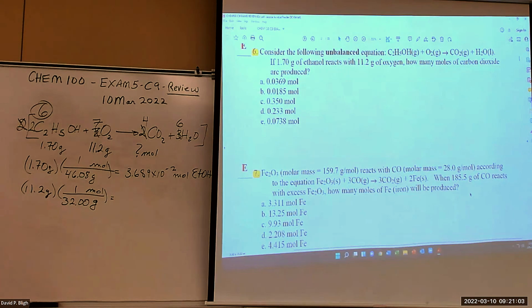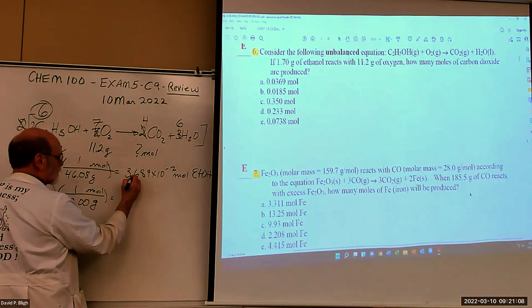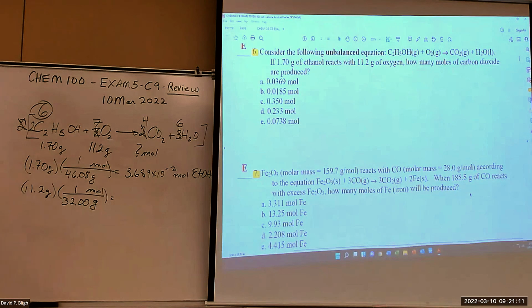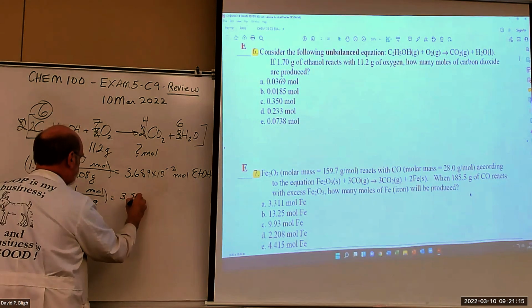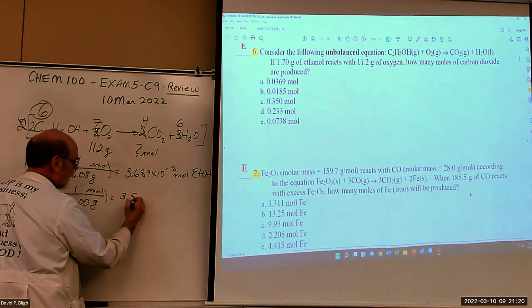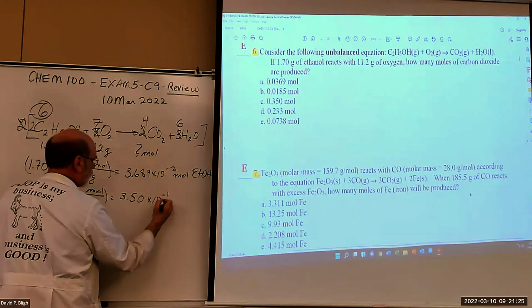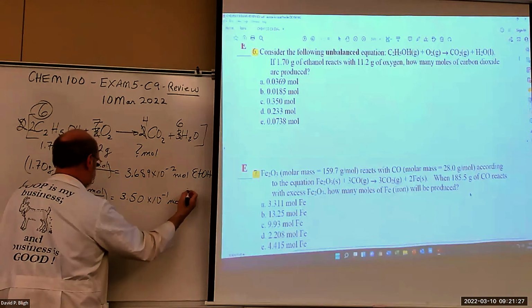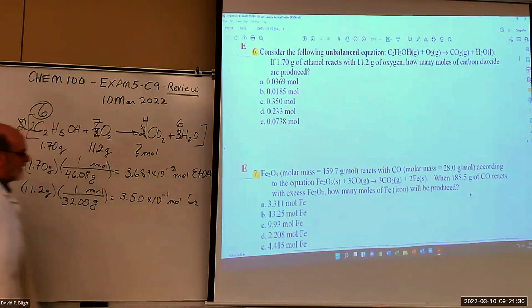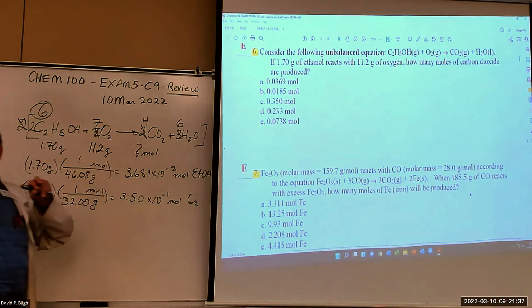Equals, must be consistent. I put this in scientific notation. Let's put the oxygen: 3.50 times 10 to the minus 1 moles of oxygen. Okay, so now that we have a number of moles, we can find out how many moles of carbon dioxide each one of these will produce.